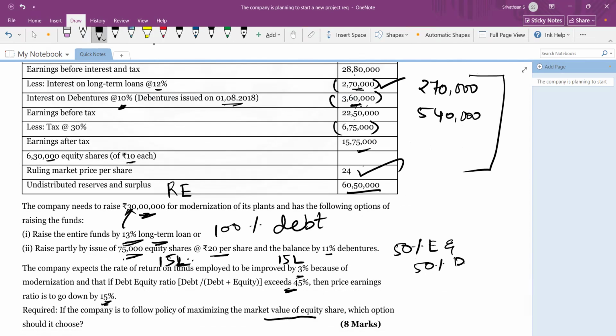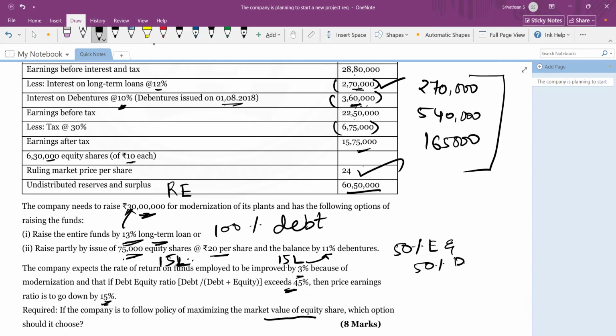Under option 2, what is the company doing? The company is raising 15 lakh in the form of equity share capital, and the remaining 15 lakh in the form of debt. So under option 2, the company is raising an additional capital of only 15 lakh in the form of debt. This 15 lakh is raised in the form of 11% debentures. So 15 lakh into 11%, how much do we get? We get 1 lakh 65,000.